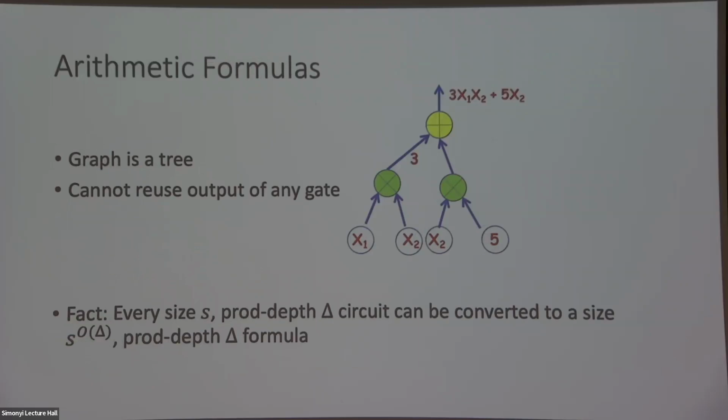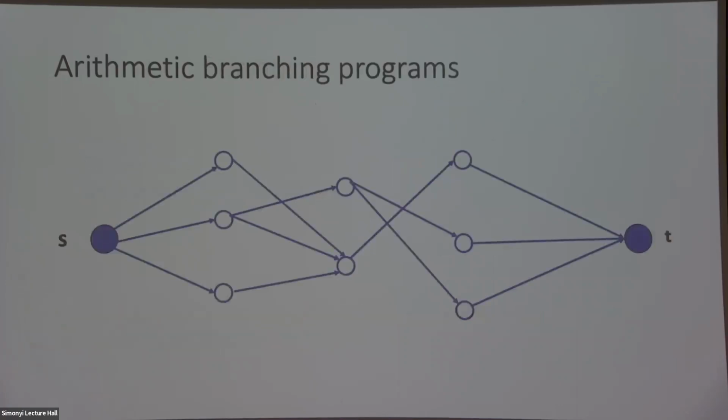Arithmetic formulas are like circuits, but when the underlying graph is a tree, so you cannot reuse computation. And it's known that if you have a circuit of depth delta, or the number of product layers from output to input is at most delta, then with a blow up, with delta in the exponent of the blow up in the size, you can convert a circuit to a formula.